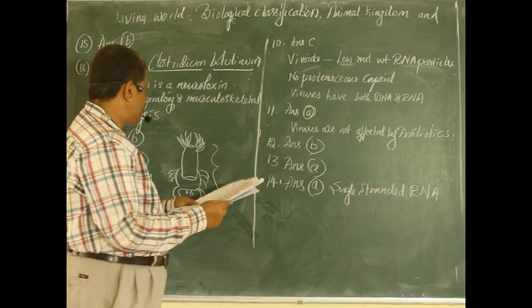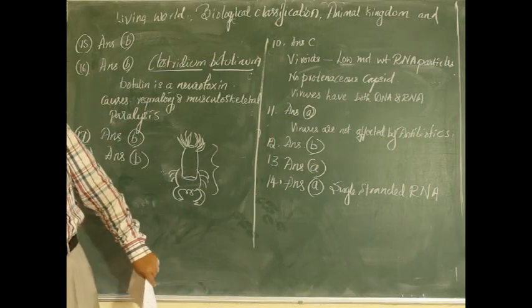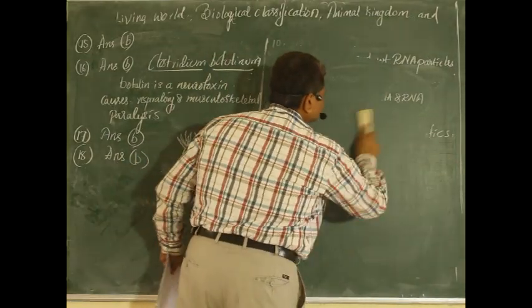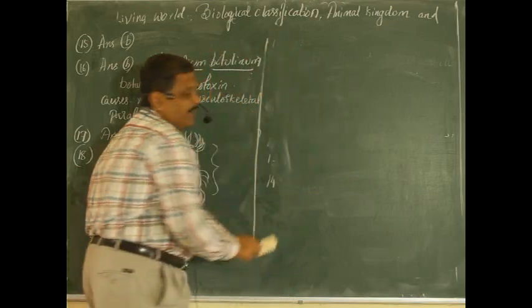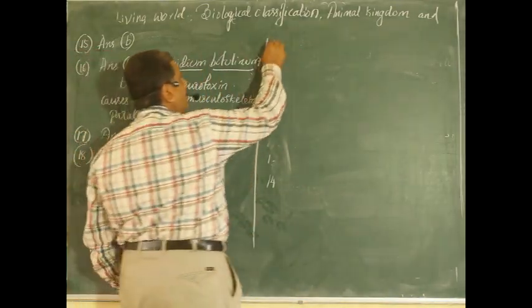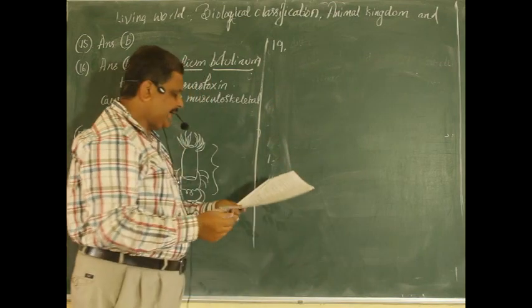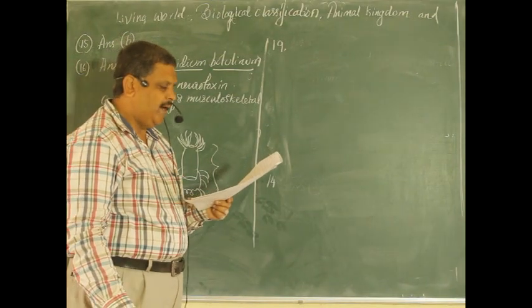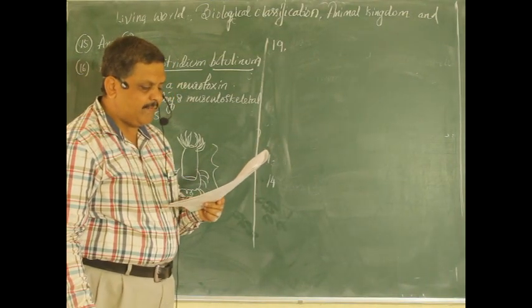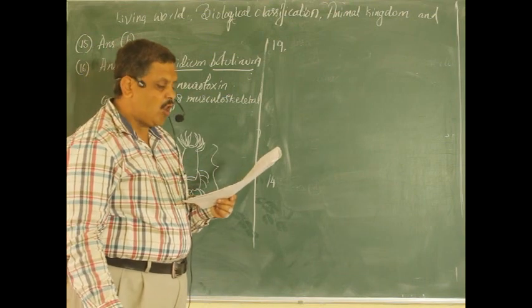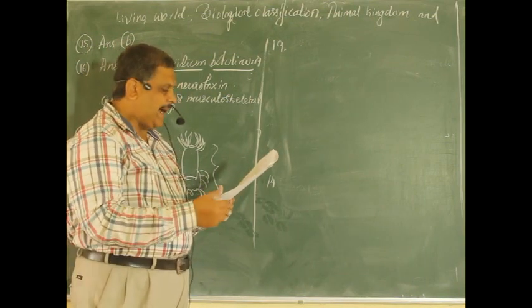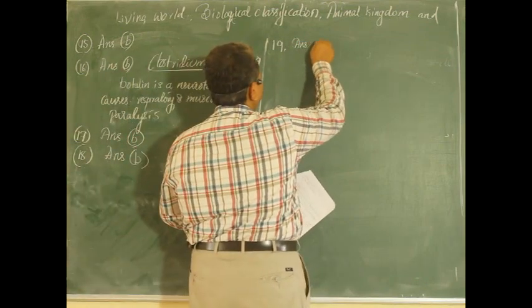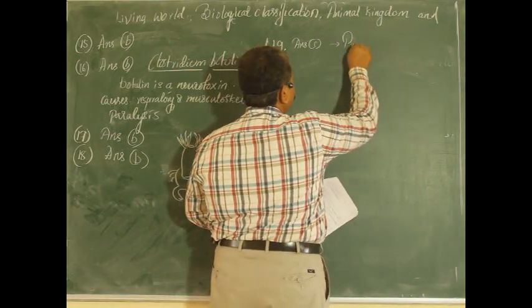Next, question number 19. Which one of the following is edible fungi? Option A, mucor. Option B, penicillium. Option C, agaricus. Option D, rhizopus. The answer is option C, because it is rich with proteins.